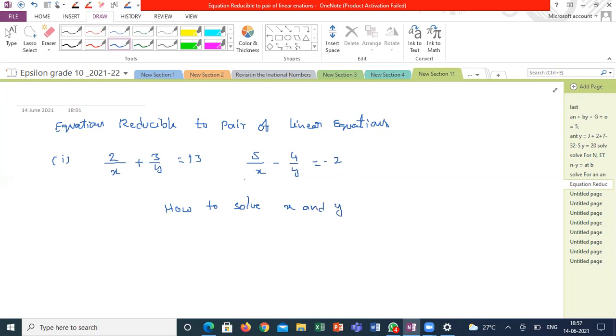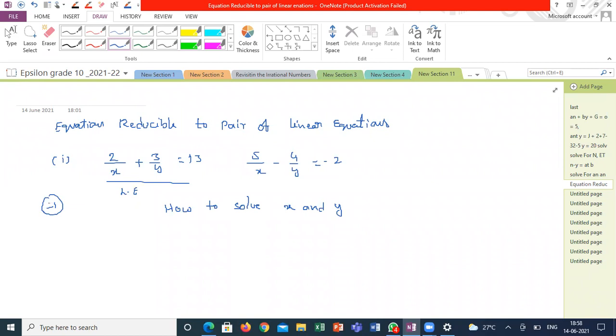The equations are not linear equations. Anyone can say, is this a linear equation? What is the power of this equation? The power is minus 1. If the power of the equation is minus 1, it's not a linear equation. It is having some other index. The linear equation definition is that the highest power of the equation should be plus 1.